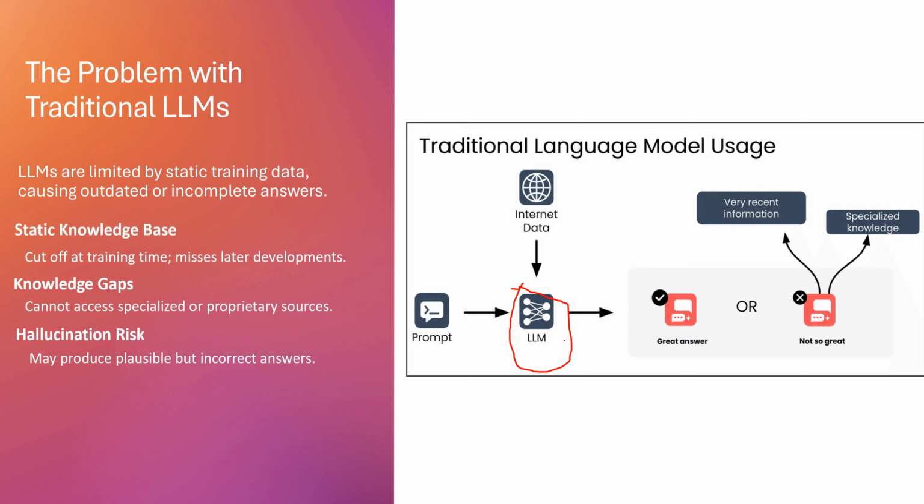So because of that, one is static knowledge. What we have is limitations of when the model is trained. Second, knowledge gap. LLMs are trained on public internet data, so they cannot access specialized and private sources like your company's HR policy or confidential research papers.